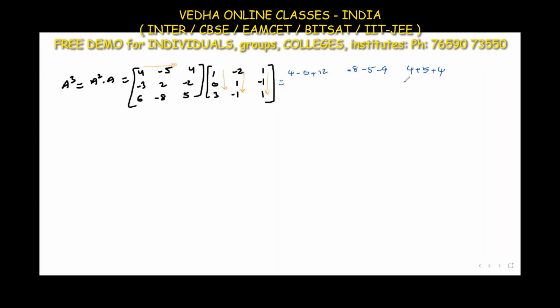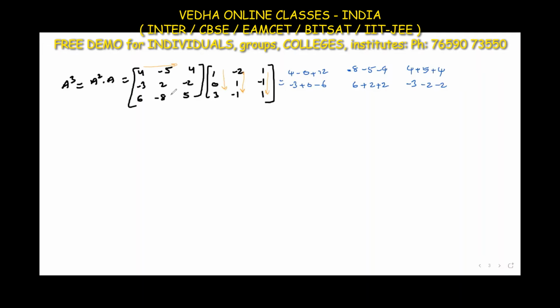Next, take the second row. Second row with first column, second column, third column. Minus 3 into 1 is minus 3, 2 into 0 is 0, minus 2 3s are minus 6. Next, minus 3 into minus 2 is plus 6, and 2 ones are 2. Next, minus 3 into 1 is minus 3, and minus 2 and minus 2.